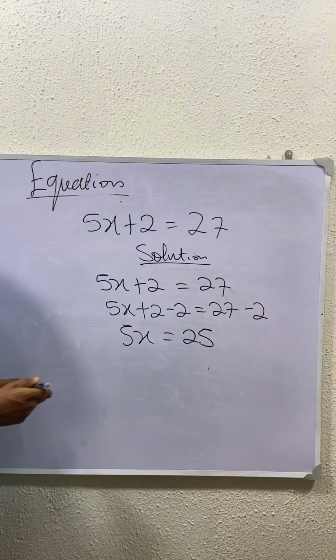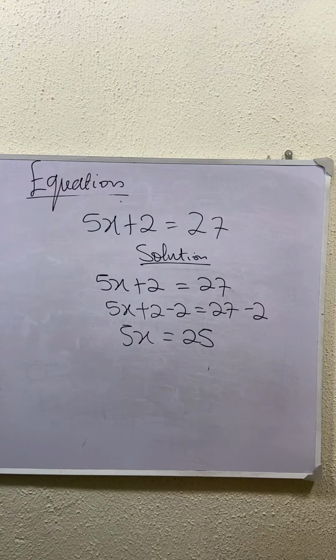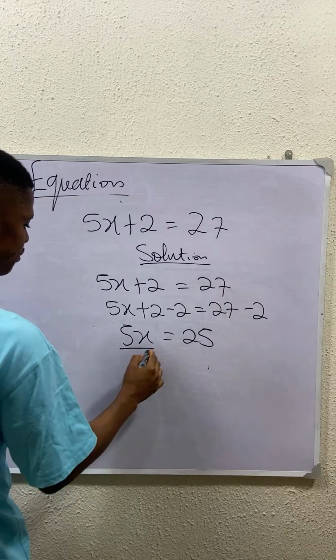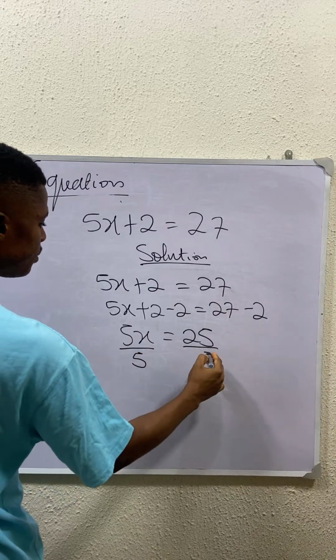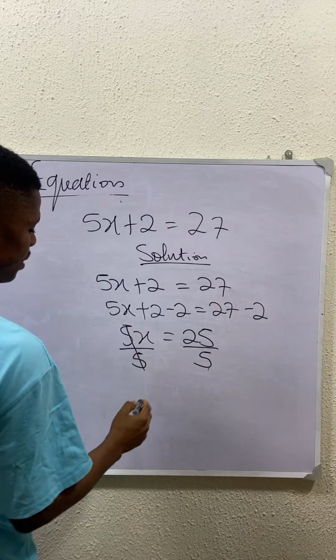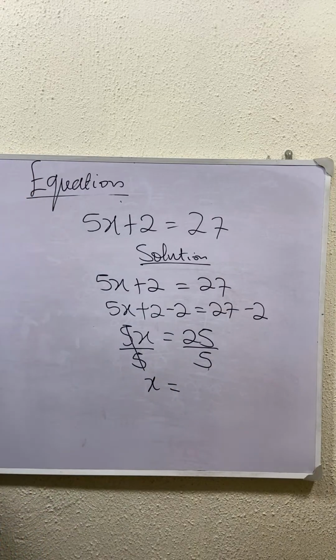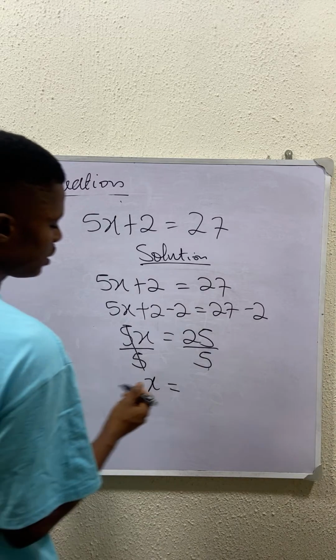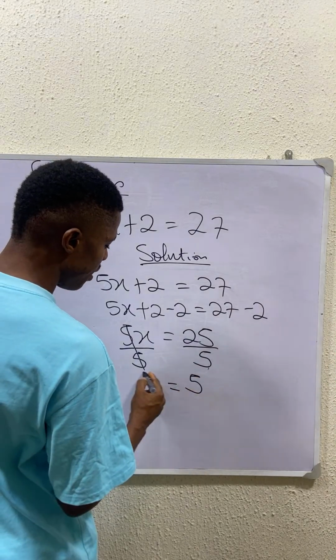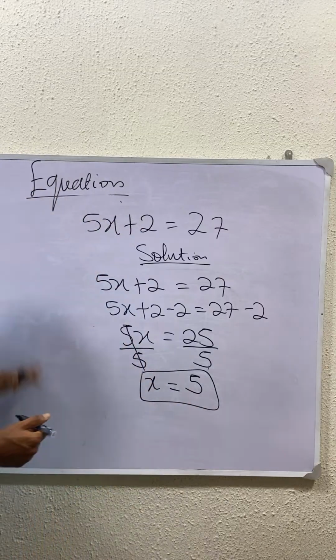So for you to get the value of x, we have to divide through by 5 on both sides. Once you divide by 5, x is equal to 25 divided by 5. What is 25 divided by 5? 25 divided by 5 is 5. So the value for x is 5.